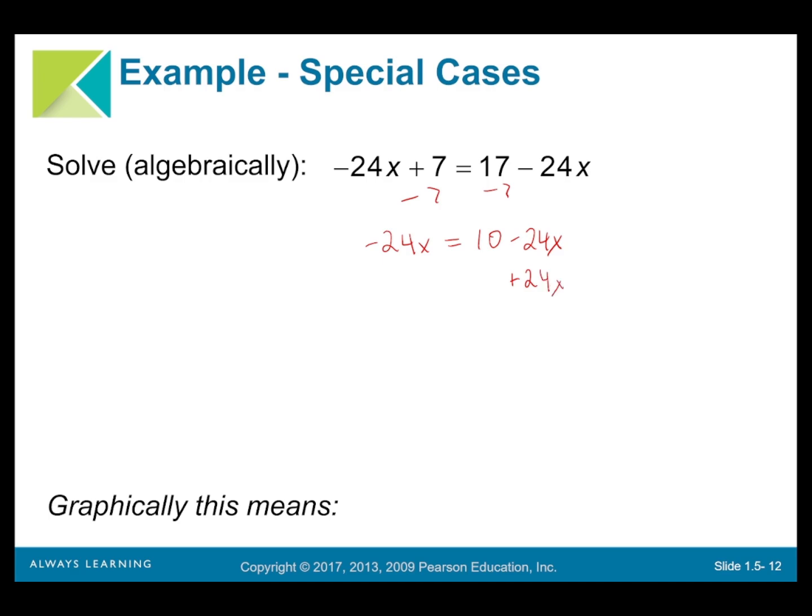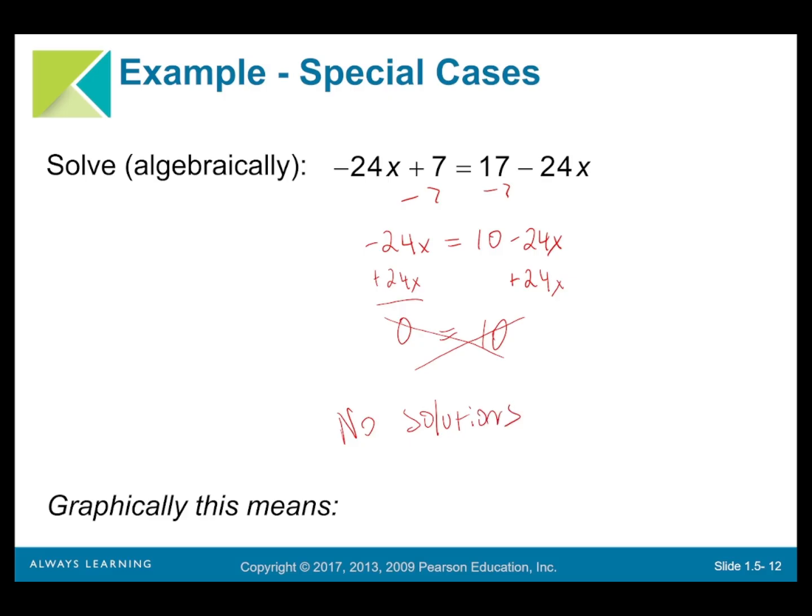So I have all my x's contained on one side, not both. But look what happens. I have a minus 24x plus 24x, and that gives me 0. And I'm left with a 10 on the right-hand side. But 0 doesn't equal 10. This is certainly not true. So that means that there are no solutions.